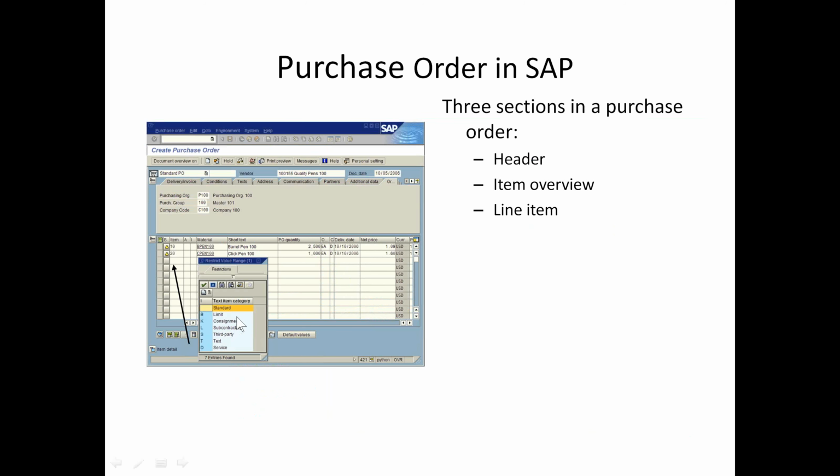You can create a purchase order with consignment. We can create a purchase order for subcontracting with the item category. We can create a purchase order for third party. So these are the different kinds of purchase orders we'll be creating.